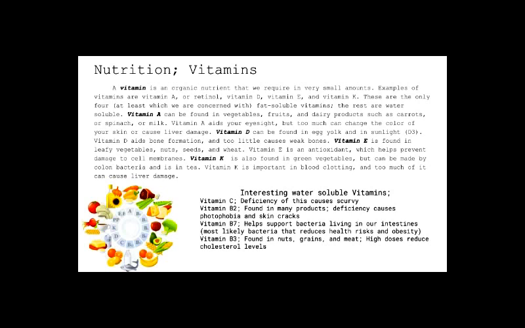So now let's talk about some water soluble vitamins. Vitamin C deficiency causes scurvy, which is pretty bad for pirates and stuff. Arg. Vitamin B2 is found in many products, and a deficiency of B2 causes photophobia and skin cracks, which basically means that you'll be a vampire. Vitamin B7 helps support bacteria living in our intestines.